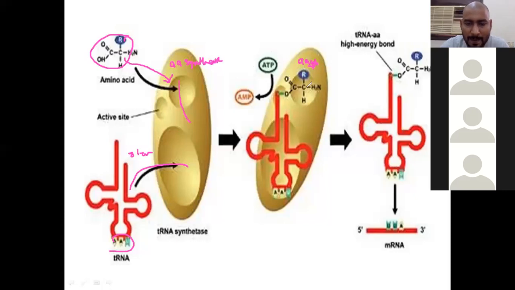ATP is also there. When the amino acid gets attached, ATP releases the energy. ATP, because they consume the energy, is converted into AMP, meaning now they have lost the energy. So ultimately, what happened? This is the 3' end. So the amino acid gets attached at the 3' end.